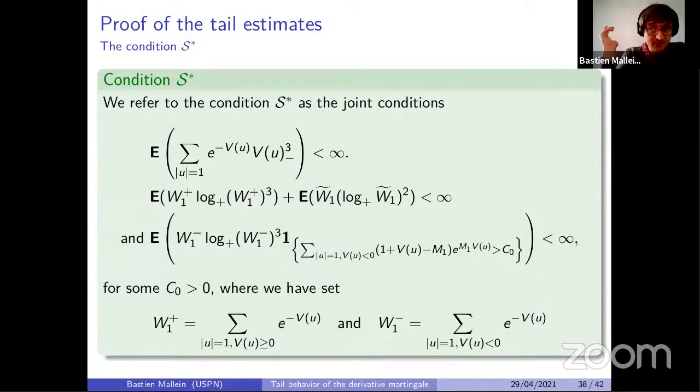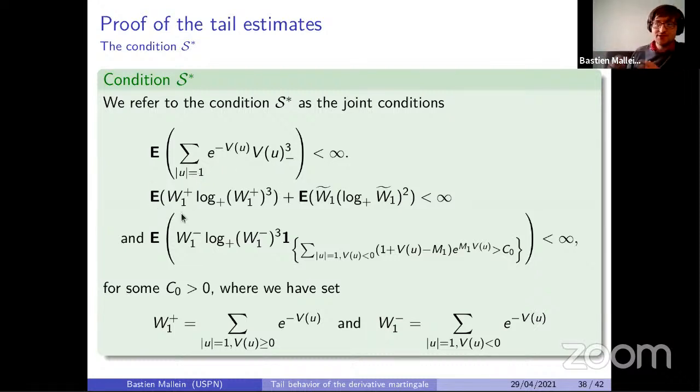And so the condition S star, under which we get the more complete tail asymptotic for the derivative martingale, is written like this. You can sum it up by saying there is an L log L cube condition. It is the analogue of the L log L cube condition for the derivative martingale of the branching Brownian motion. So you get something like the sum of e to the minus v of u cube is finite.